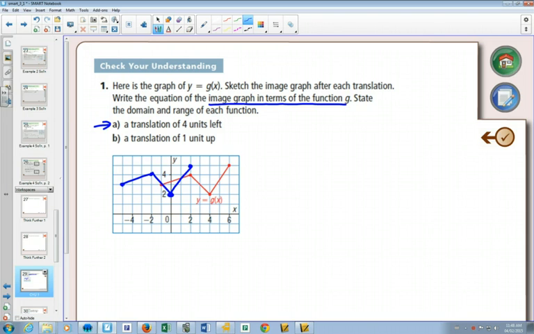What they want to do is take this that was written, y equals g of x, and how would we write that if it had moved 4 units to the left? Would it be inside the function or outside of the function? Inside the function. And would it be plus 4 or minus 4? So this is writing the equation of the image in terms of the function g.